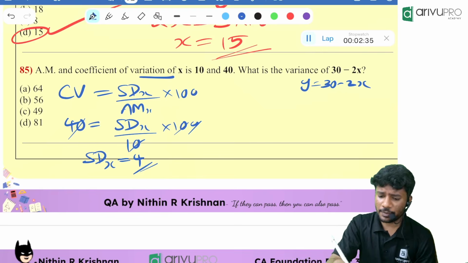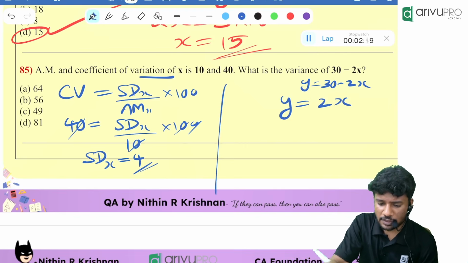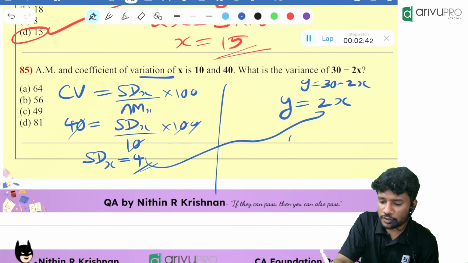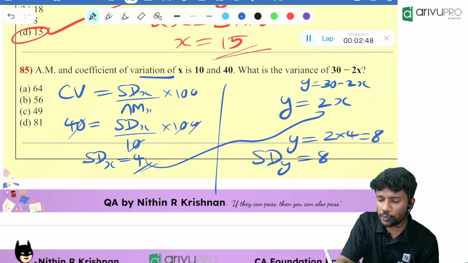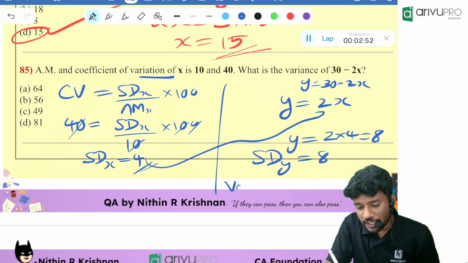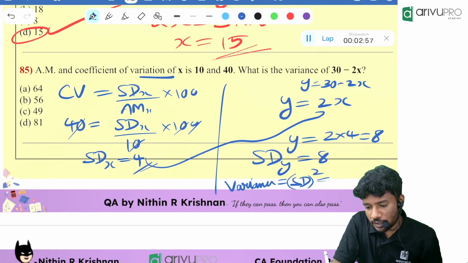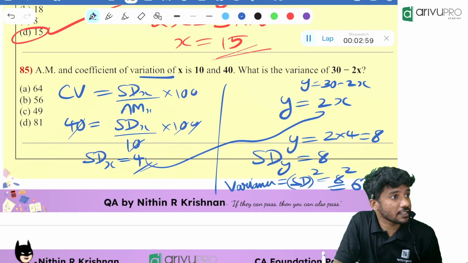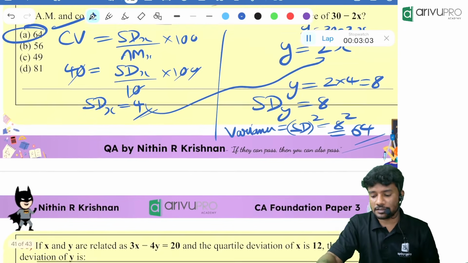Okay. Now, y is equal to 2x. Instead of x I will put what? 4. So y is equal to what? 2 into 4, which is equal to how much? 8. That means standard deviation of y is equal to 8. Once you get standard deviation of y, how to find variance? Variance is what? Standard deviation square, which is 8 square. How much is the answer, people? 64 is the answer. Option A is the answer.